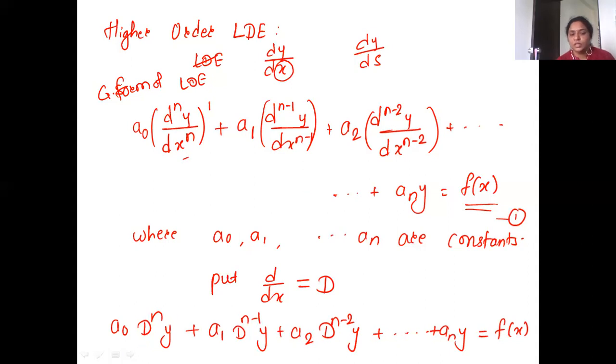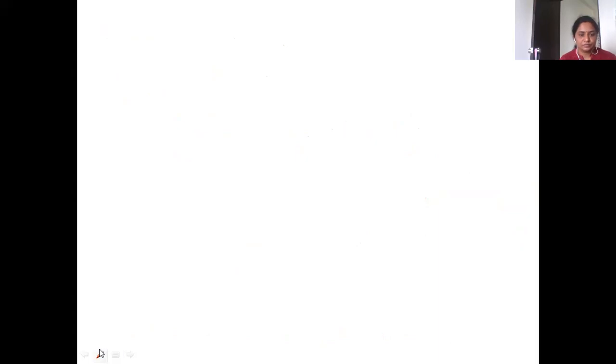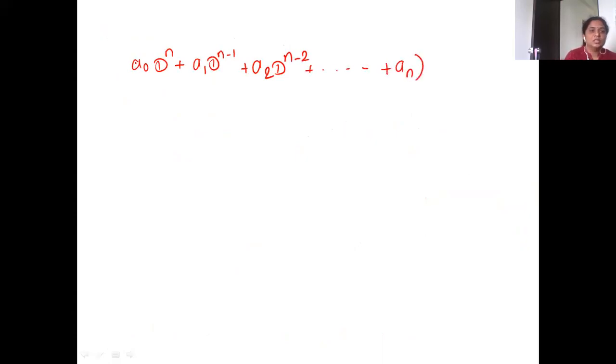What is common from the left hand side? Y. Every term is having y. We can take it out, and the remaining part I'll write as it is. That is a naught dn, a1 dn minus 1, plus a2 dn minus 2, plus so on up to an. This is common and there is y into it is equal to f of x.